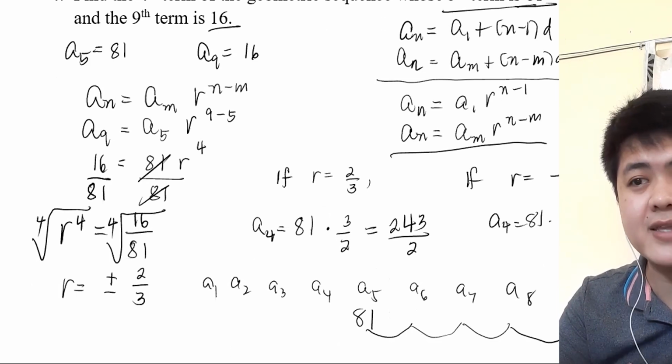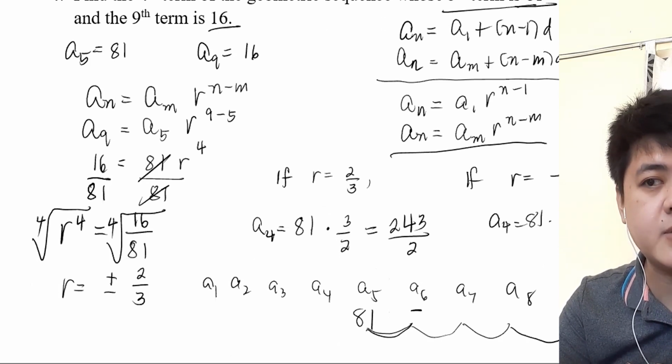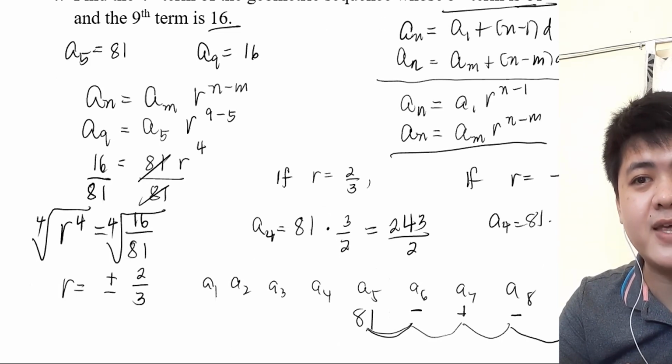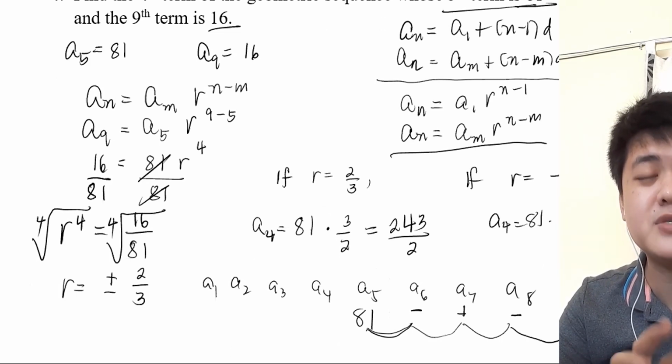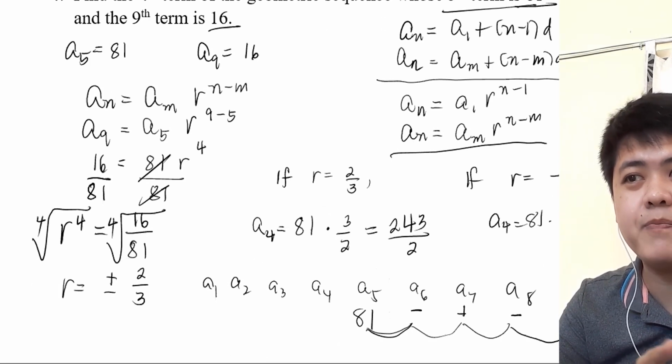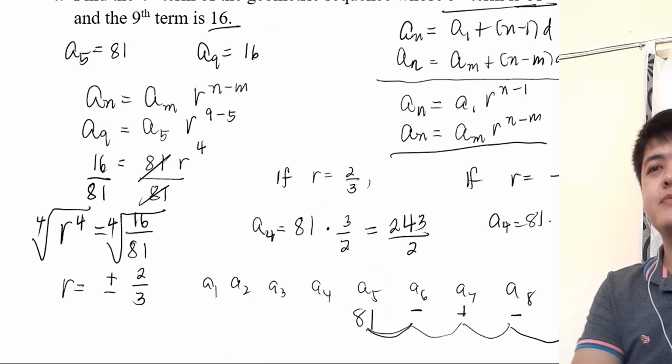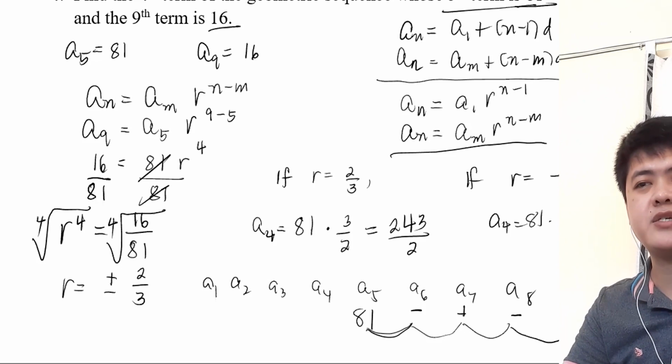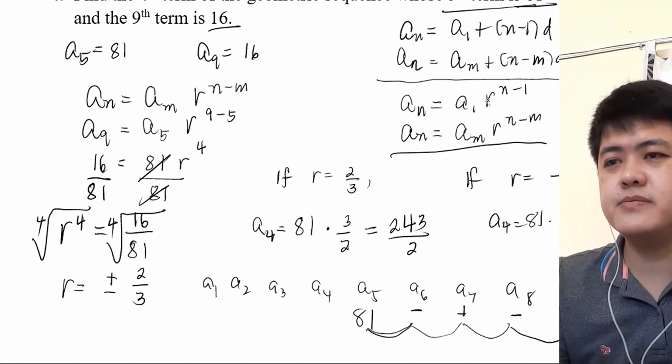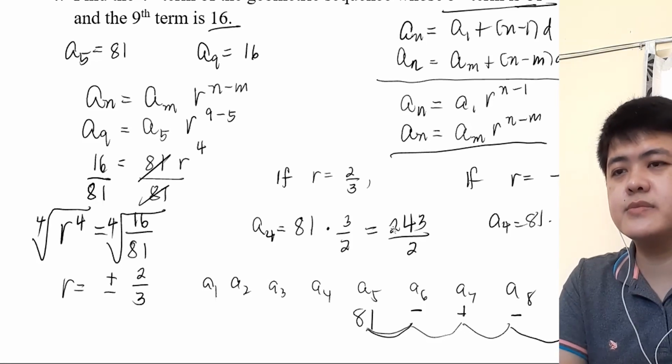But if R is negative, look at this one. If R is negative, then A sub 6 will be negative. A sub 7 will be positive. A sub 8 will be negative again, and then A sub 9 will be positive. So tama pa rin. Kaya possible na dalawa yung R natin. Do I make myself clear with that one? Yes po.